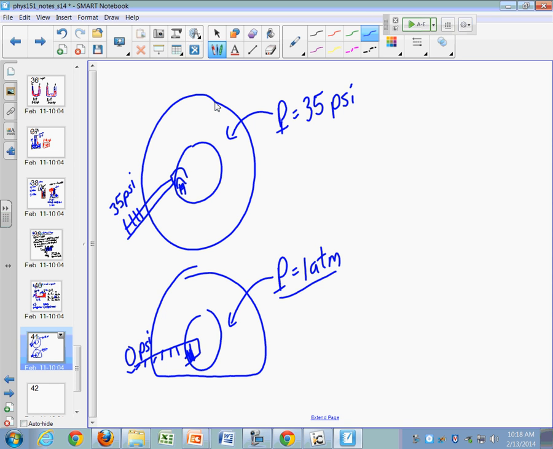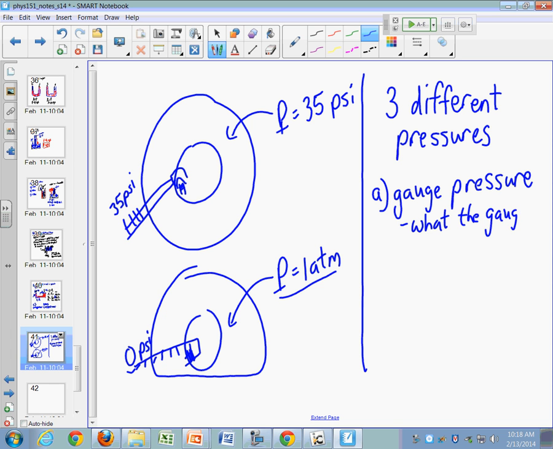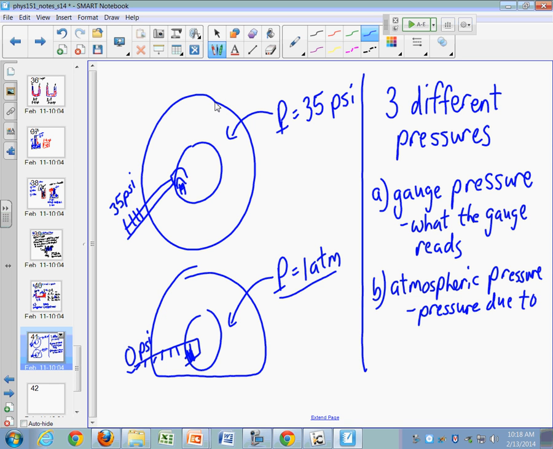In that, we're going to come up with 3 different pressures. It illustrates that we have 3 different pressures when we're measuring pressures. And we'll talk about this next time. One is called gauge pressure, and this is just, like it implies, what the gauge reads. So that's just the pressure that the gauge says. The second of these is atmospheric pressure, and this is the pressure due to the atmosphere, which we've already talked about. This column of air that sits above your head.